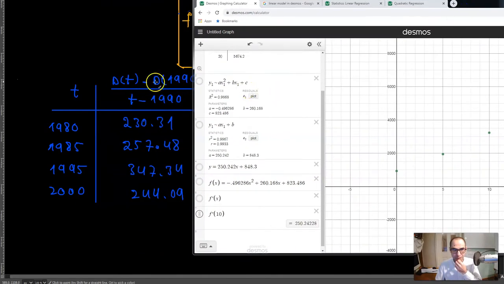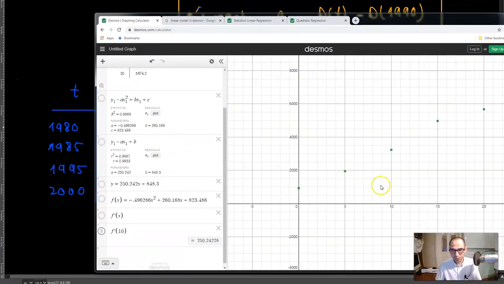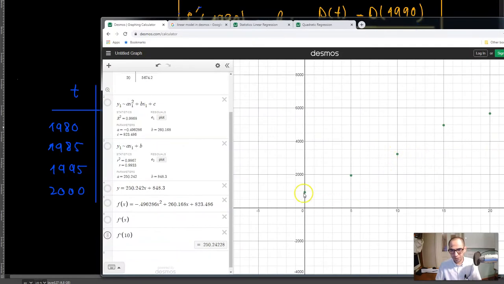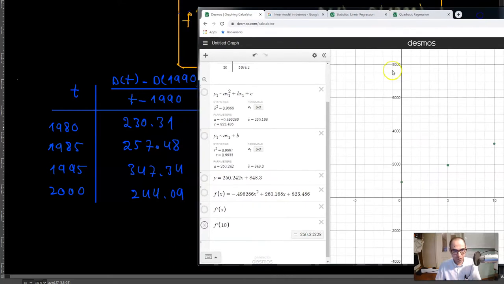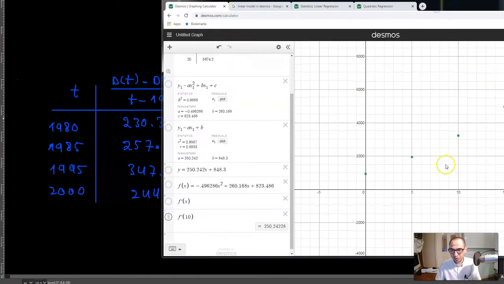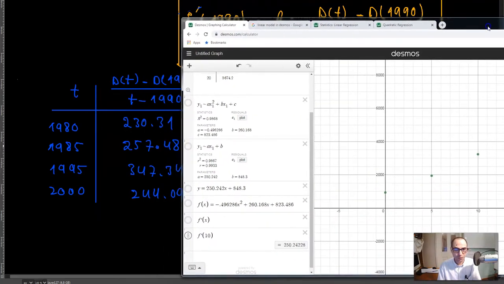And essentially these are average rates of change, this one between 1980 and 1990. Meaning that if you drew a line between this point and this point, the slope of that line would be 230.31. If you drew a line between this point and this point, the slope would be something very close to 257. If you drew a line between these two points over here, the slope of that line would be 347.3 or so.